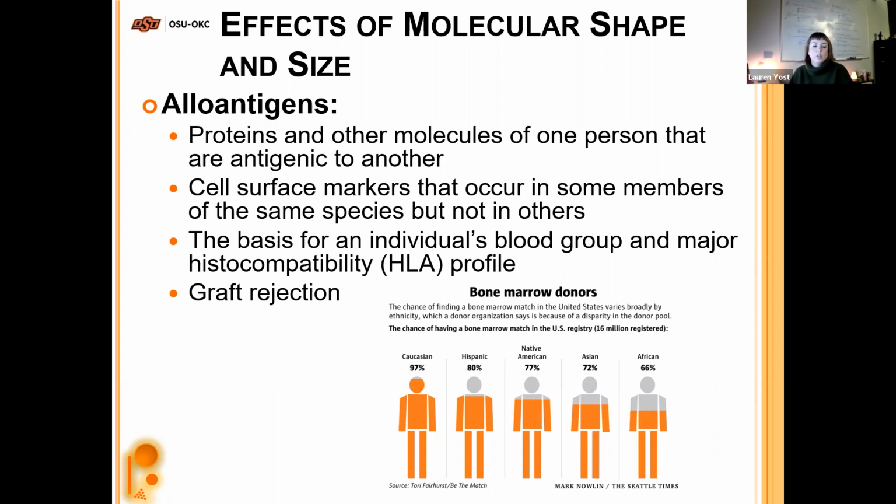It's very important when you're getting transplants of organs. The HLA profile is extremely important. You want to match it as closely as you can to avoid graft rejection. That's what I used to do for Integris for a while. I used to do testing for that.